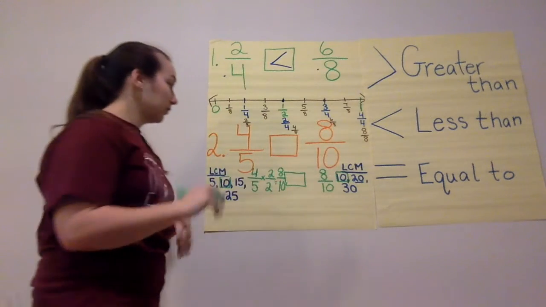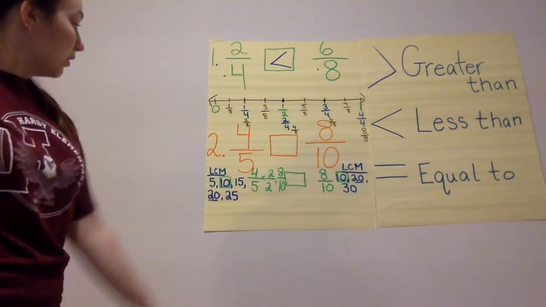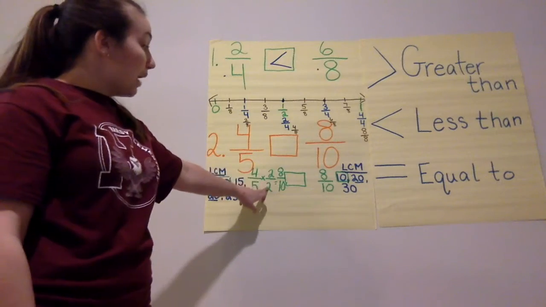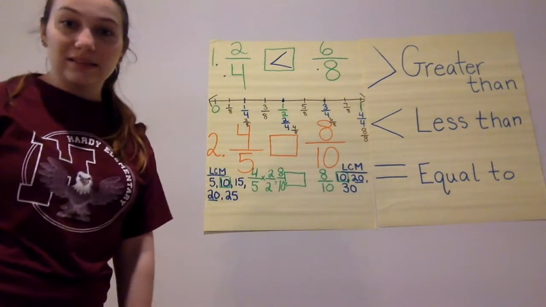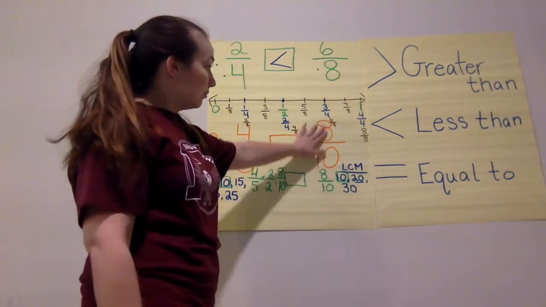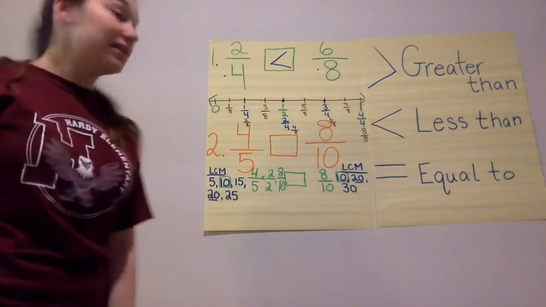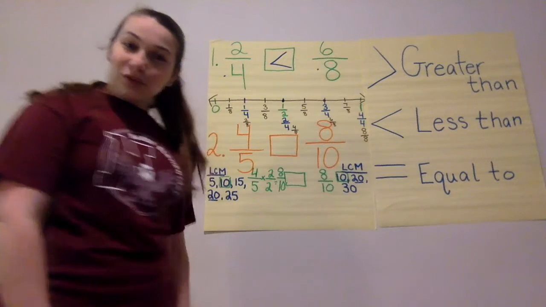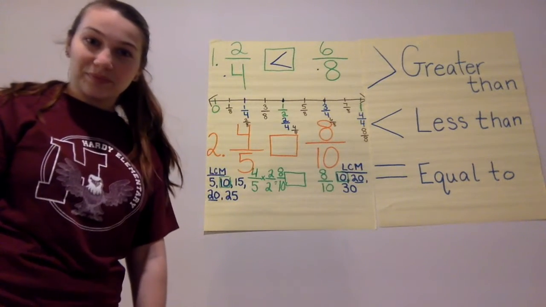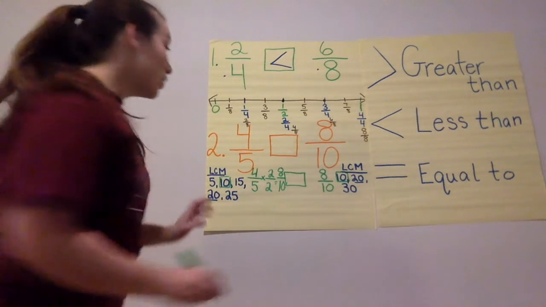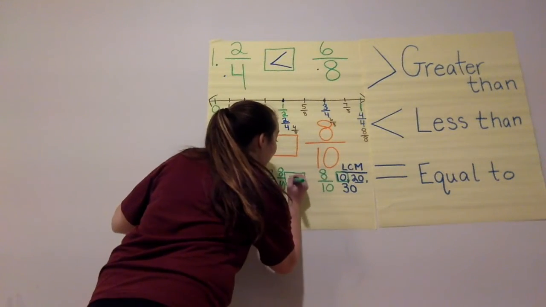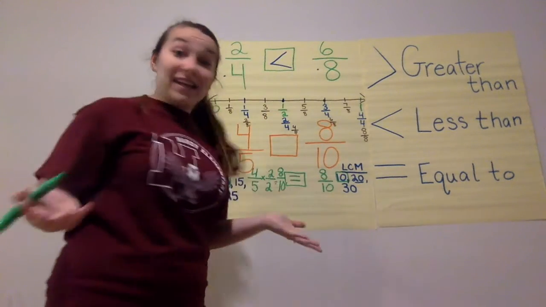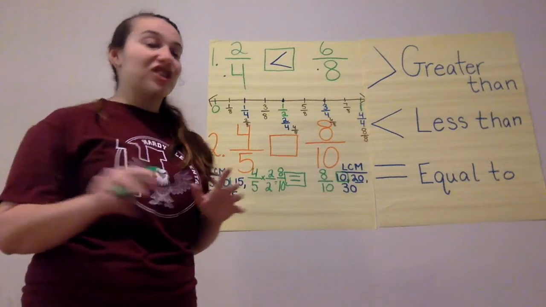Whew. So let's look here. 4 fifths times 2 halves gives us 8 tenths. And 8 tenths stayed the same and is continuing to give us 8 tenths. So what do we know about these two numbers? What are they? Equal to. Very good. 8 tenths equals 8 tenths. They're the exact same fraction.